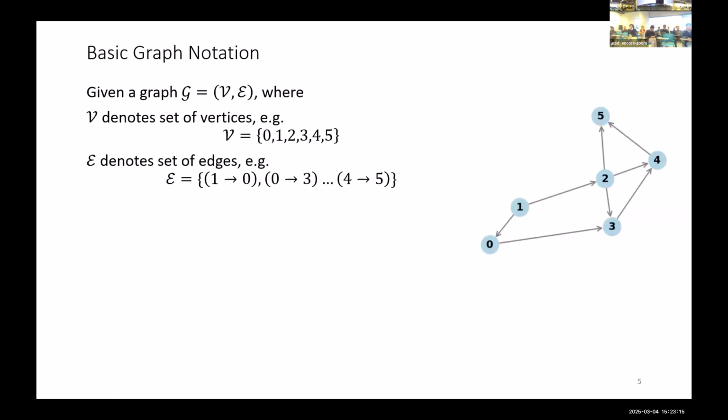And next, I need to define some basic graph notation. A graph is defined by a set of vertices and a set of edges. So here's an example graph on the slide. It's got 5 vertices, 0 to 4, and it's got a bunch of edges. For example, vertex 1 points to vertex 0, and vertex 1 also points to vertex 2.